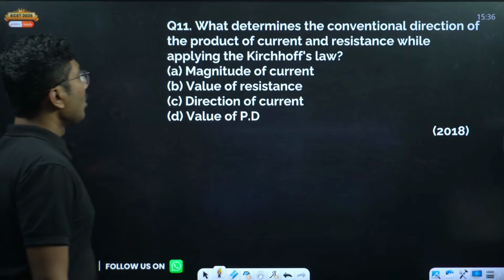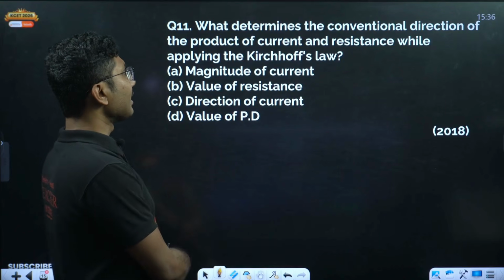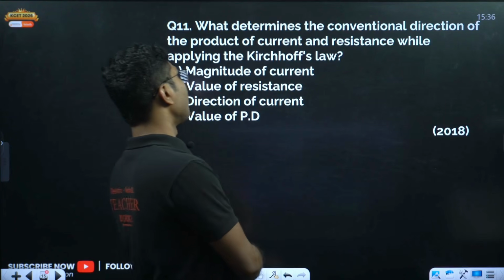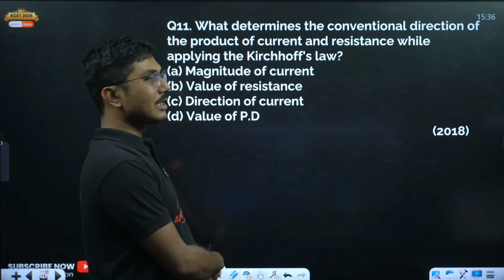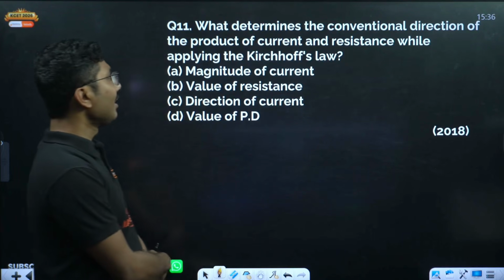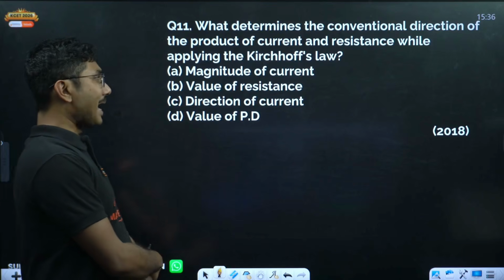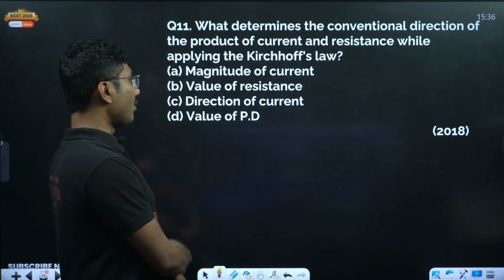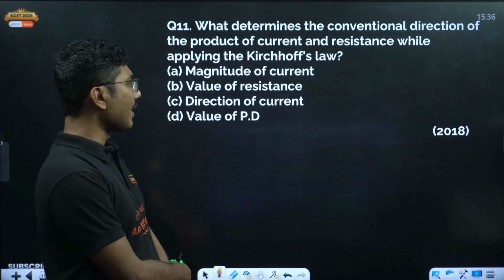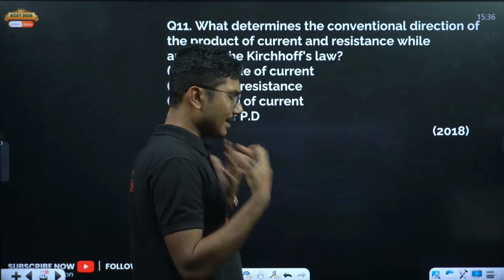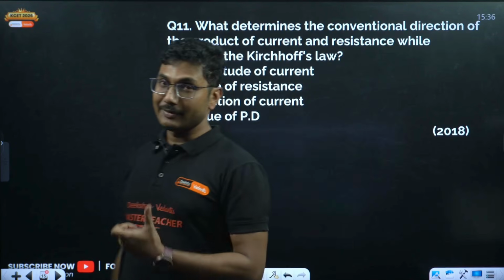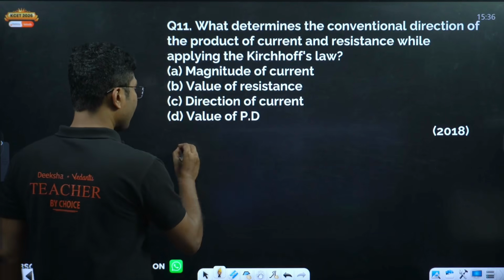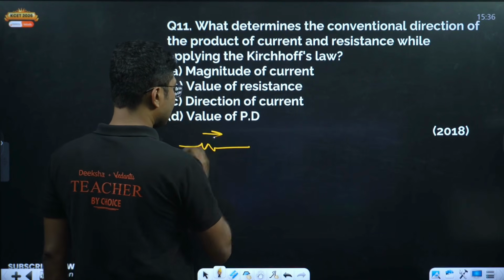Now next, what determines the conventional direction of the product of the current and resistance while applying Kirchhoff's laws? So what are the options? Magnitude of the current, values of resistance, direction of current, value of PD. So value obviously does not determine the positive or negative sign. So as I said, if we are going in the direction of the current, we take this as positive.